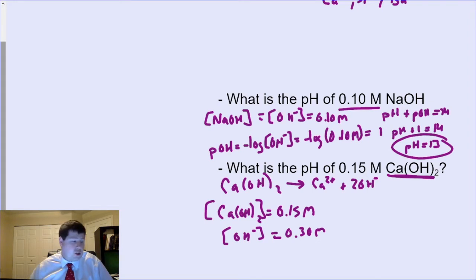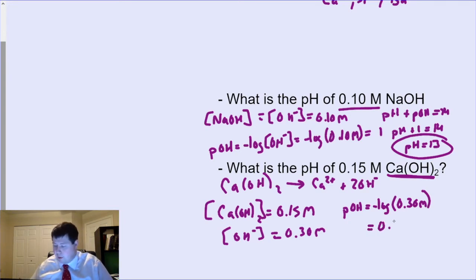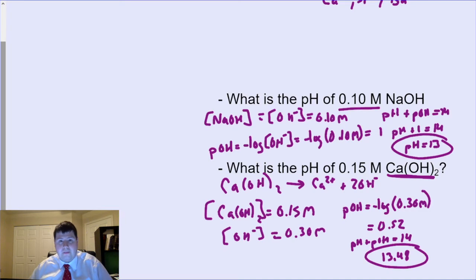From there, the calculations will work the same. I then can take that the pOH is minus the log of my hydroxide ion concentration, 0.3 molar, and when I do that, I end up with 0.52. Plugging into my equation, pH plus pOH equals 14. It looks like I end up getting 13.48 as my pH. Again, quite a basic pH because I have a strong base in solution.